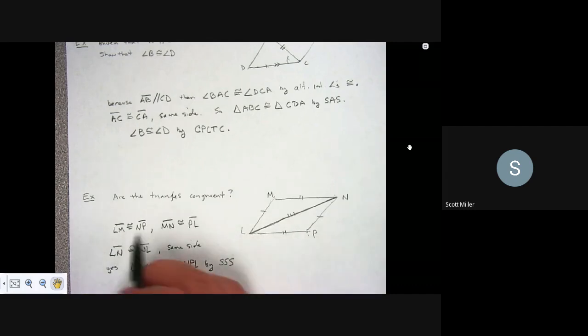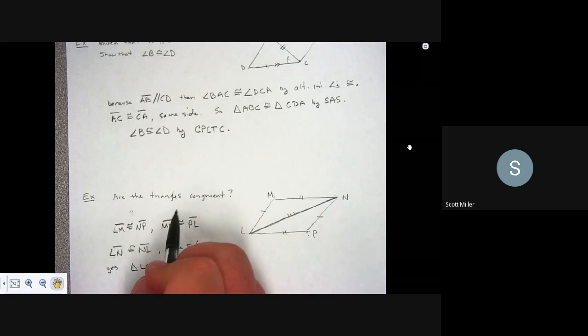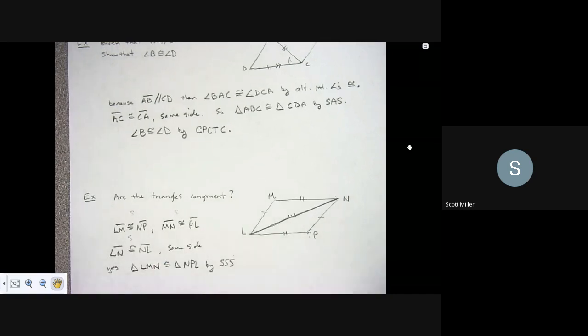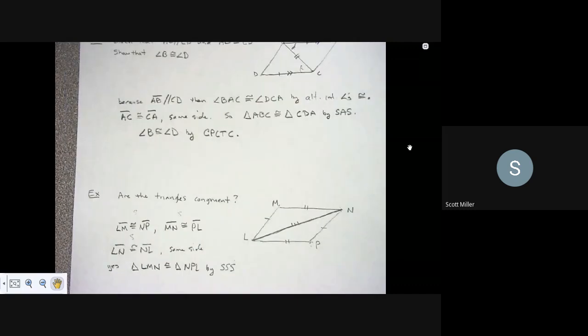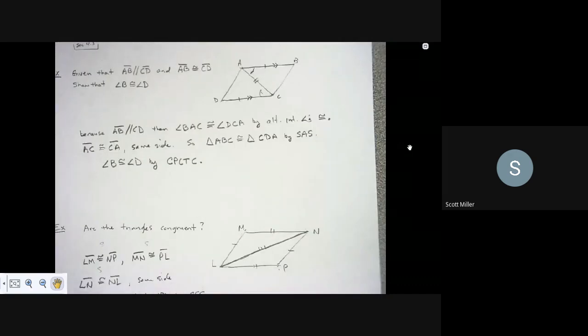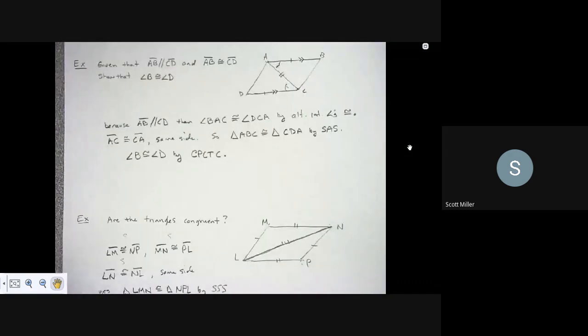So you're just listing all the things that you have. This is a side, this is a side, this is a side, side, side, side. That's how you tell. Okay? And this is how you label and write up your work. Okay? So that's the first of our series on proving triangles congruent, and we'll do some more problems together in class.